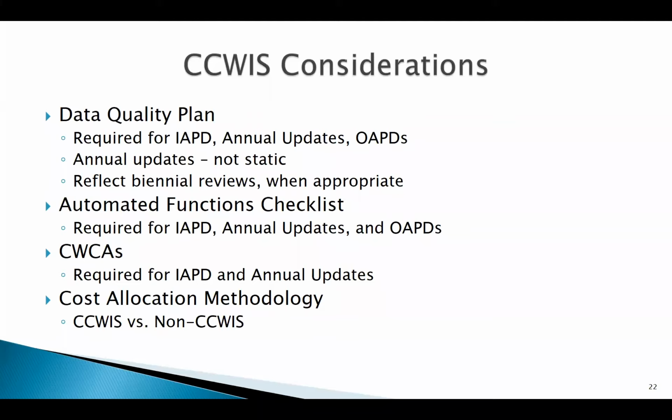So child welfare contributing agencies are required for your IAPD and your annual update. You need to provide updates on where the project is with the evaluations of your child welfare contributing agencies, and if necessary, provide information on any changes. You should have your cost allocation methodology both for CWIS and non-CWIS. Several acronyms are used on this slide. The acronym IAPD stands for Implementation Advanced Planning Document, and OAPD stands for Operational Advanced Planning Document.